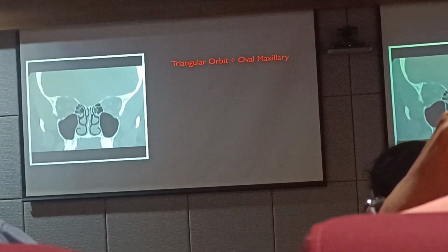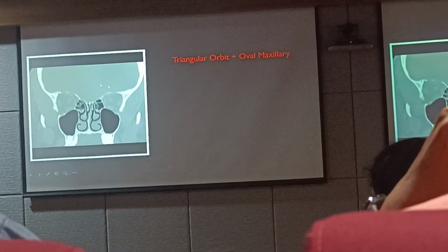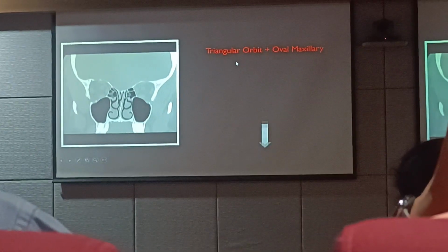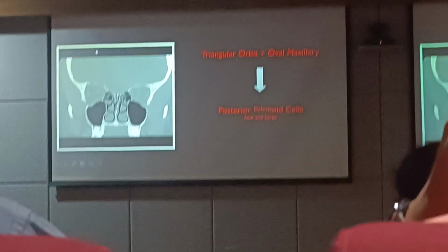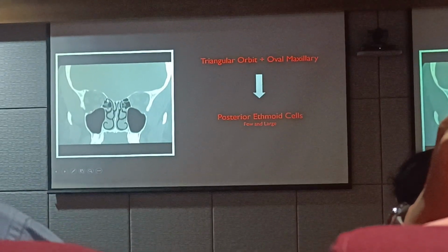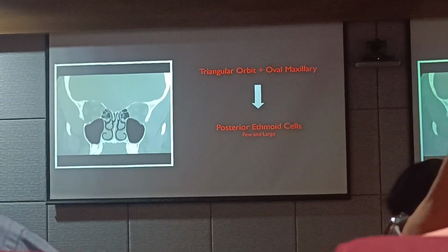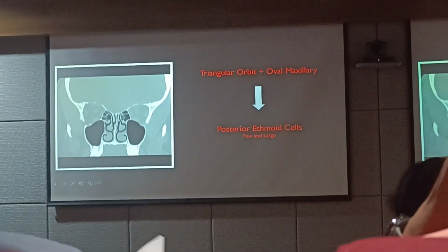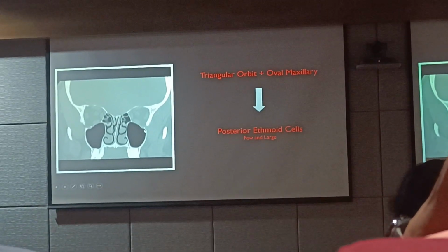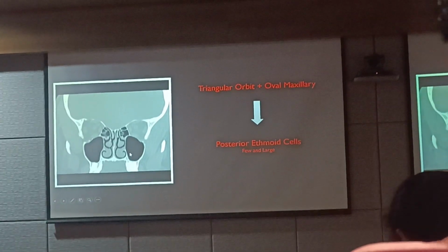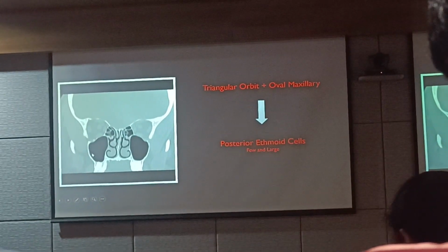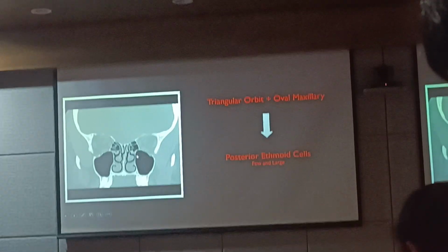Coming back, you earlier saw me showing you a round orbit and a triangular maxilla, right? So again, this is a very rough way of saying things. This is a triangular orbit. Can you see this orbit getting a little triangular? As this orbit goes backwards, it gets smaller. Earlier you see it round, and as you go down, it becomes a little bit triangular in shape. So a triangular orbit with an oval-shaped maxilla. Earlier you saw the maxilla was almost triangular. Here is an oval-shaped maxilla.